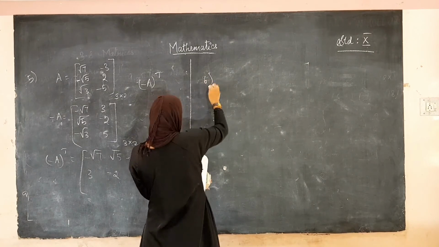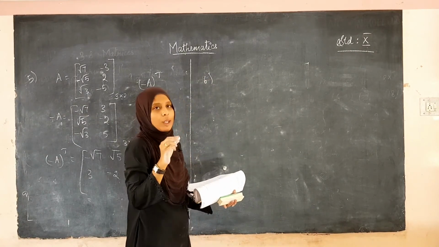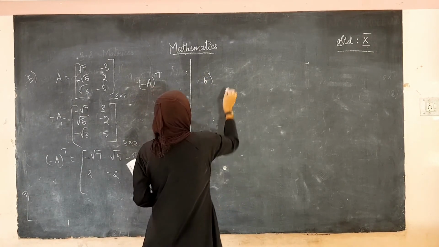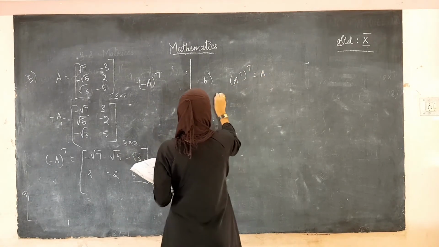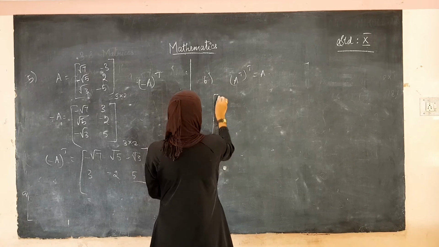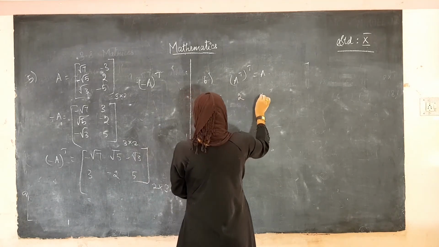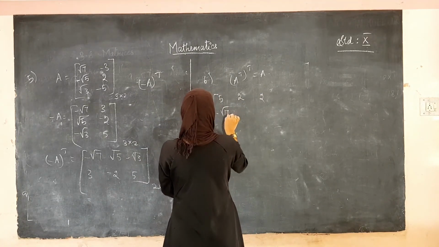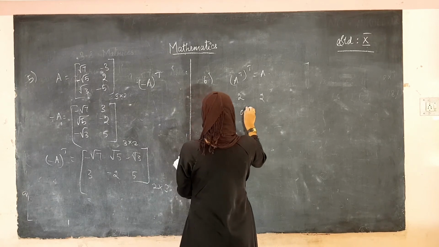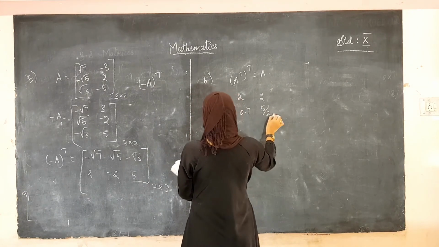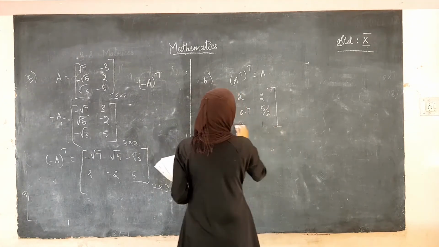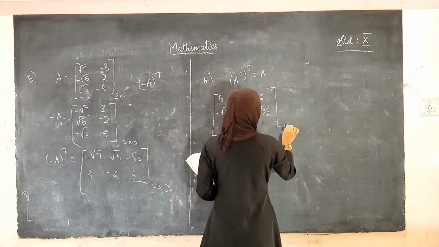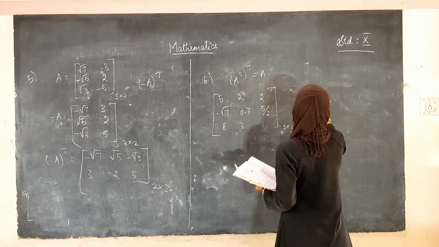Sixth sum, they have given a matrix, and we have to verify that A transpose of the whole transpose is equal to A. What is the given matrix? The given matrix is 5, 2, 2, minus root 17, 0.7, 5 divided by 2, 8, 3 and 1. So this is the 3 cross 3 matrix. Now shall we first find A transpose?